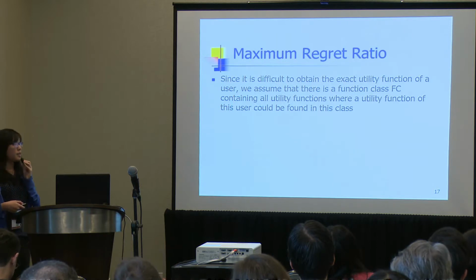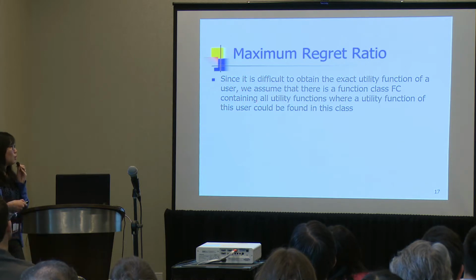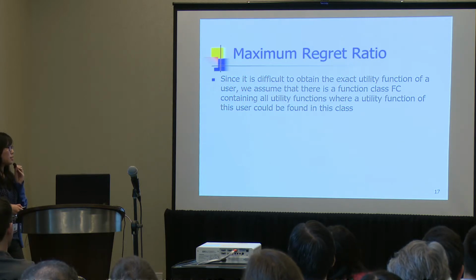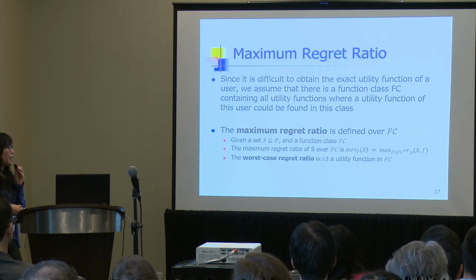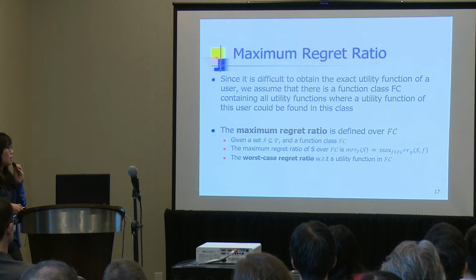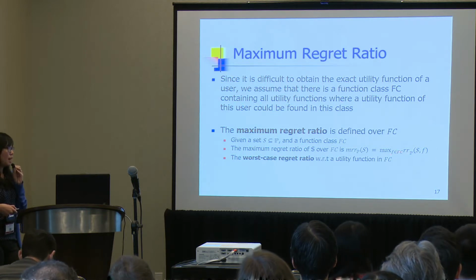However, as we mentioned previously, it is difficult to obtain the exact utility function from a user. So we assume that there is a large function class which contains all utility functions, and the utility function of this user can be found in this large function class. The maximum regret ratio is then defined over this large function class. Given the set S and the function class FC, the maximum regret ratio can be regarded as the worst case regret ratio, or the largest regret ratio with respect to a utility function in this large function class.